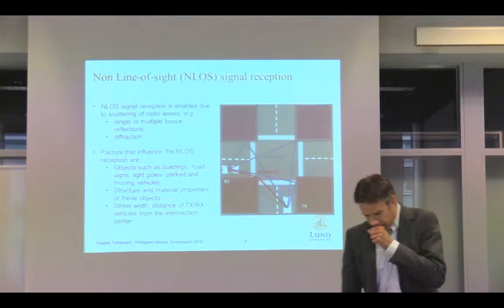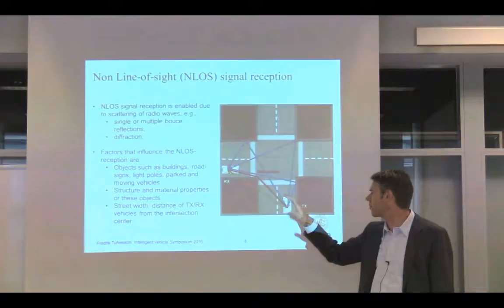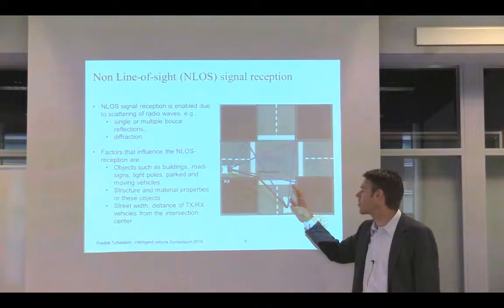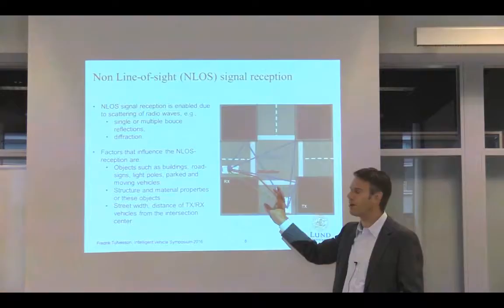And what determines how much signal we get here, of course, is normal physics. It depends on the structure and material that we have in those buildings. But also, if we just want to know the expected average signal strength that we can get, then we also have to take into account the street widths: the street width here, the street width there, and the absolute, lateral position on this street.